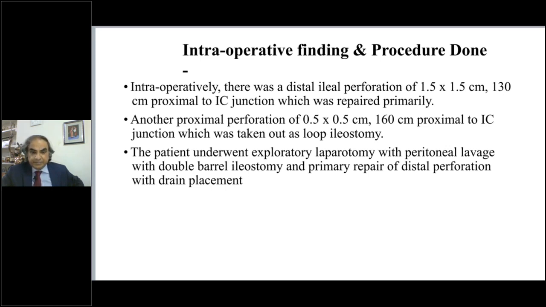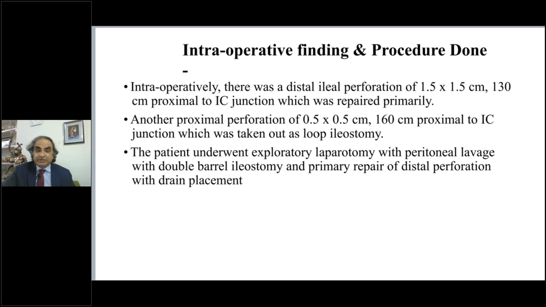Two perforations, and the patient is presenting with gas under the diaphragm and an alleged history of trauma. So maybe we can take an ileostomy. Why? How will an ileostomy help? We have two perforations. They can be repaired.